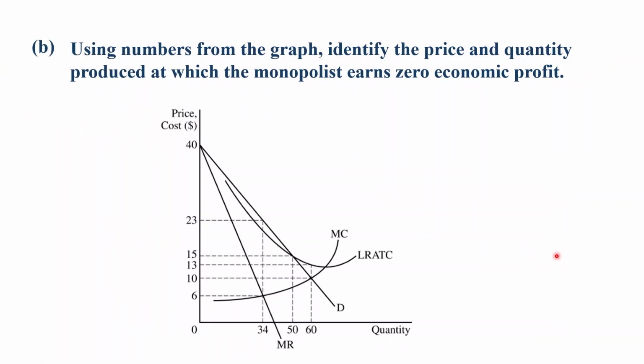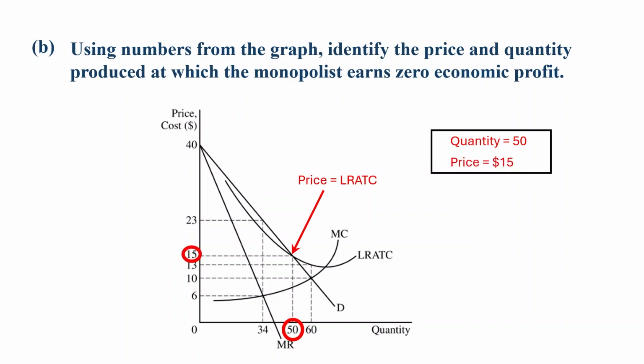This asks us to identify the price and quantity at which the monopolist earns zero economic profit. First, let's remember, zero economic profit does not depend on where MR equals MC. Remember that. Zero economic profit happens when price equals LRATC. From this graph, at this point where price equals LRATC, the quantity is 50 and price is $15.